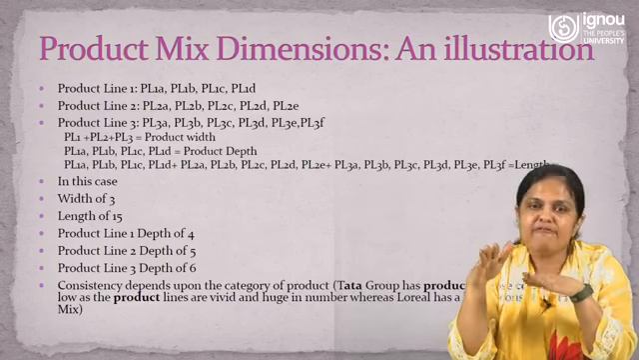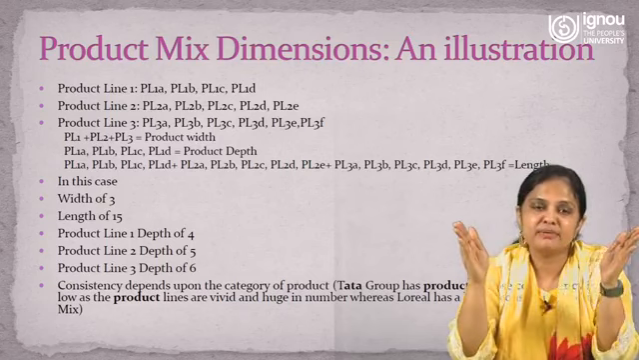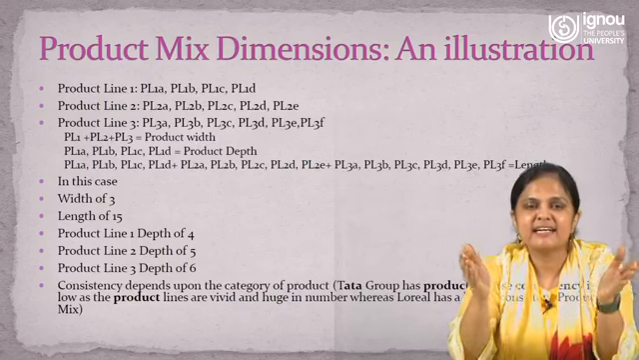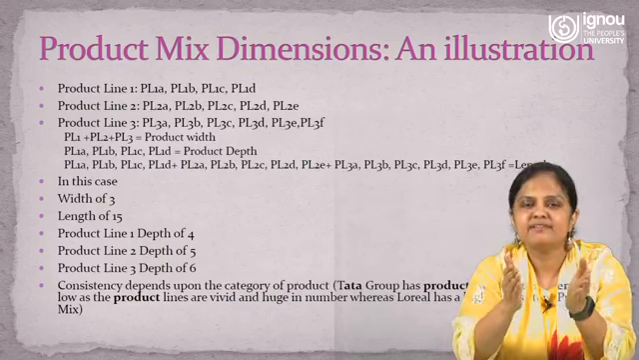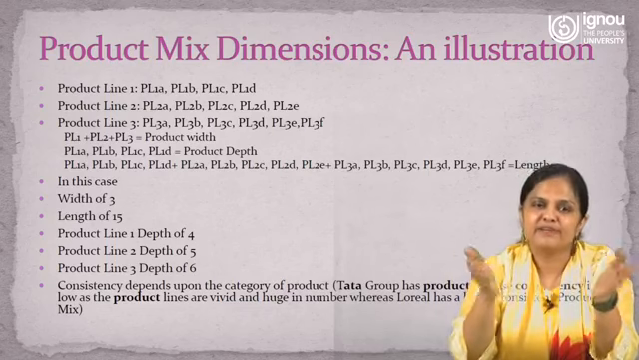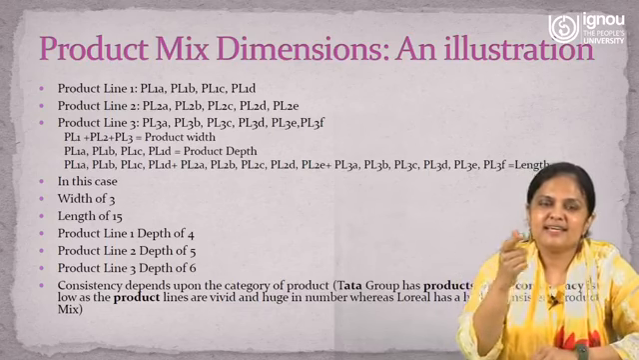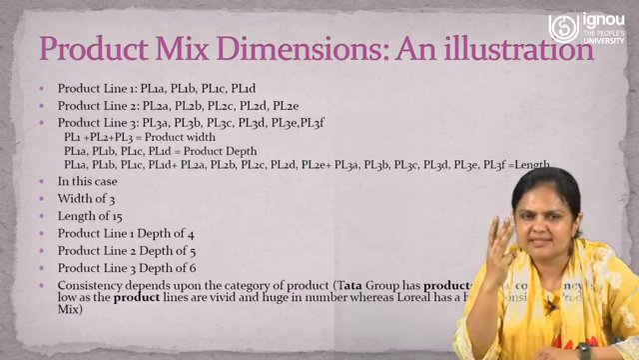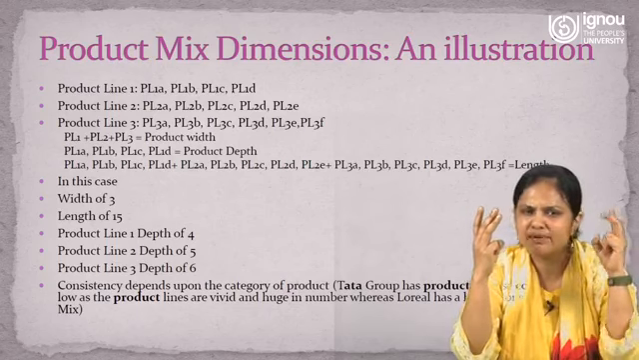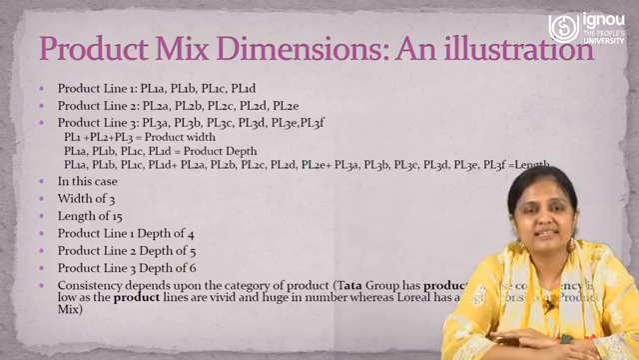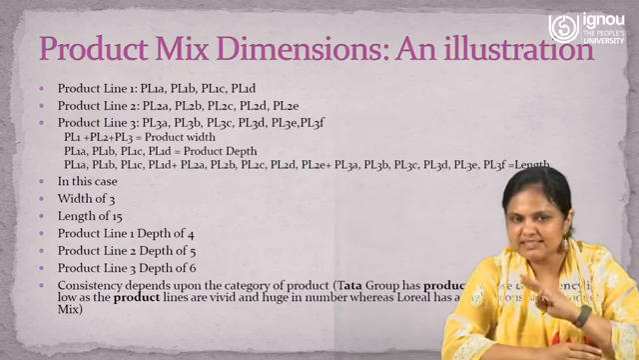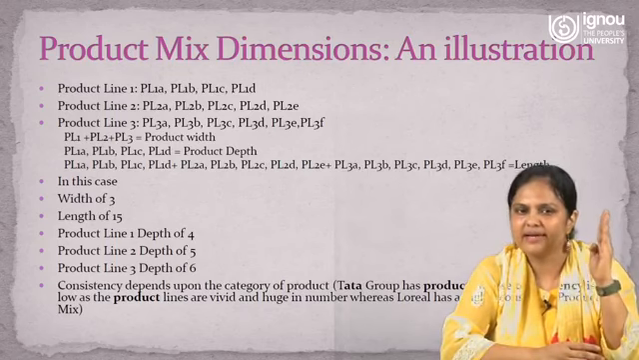So now when we talk of product width, that means the number of product lines that XYZ company, which is an assumption, is offering. In this case, how many product lines are there? 3 product lines are there: PL1, PL2, PL3. So the width of the product mix is 3 lines wide, right.